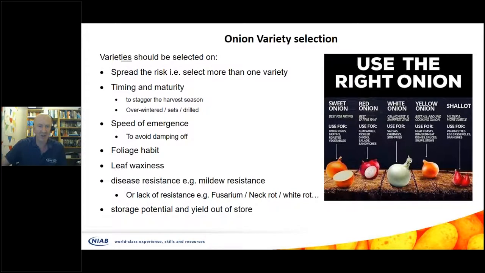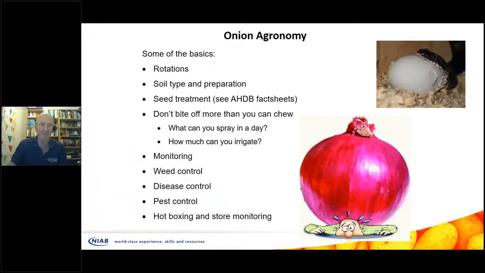Storage potential is also important. A lot of the soil-borne diseases don't really show up until later in the season, or even in storage. So you may think you've got a good crop into store. But it's very important to monitor that throughout storage, maybe using hot boxing and other techniques to see what you've got disease-wise in store and react to that quickly. And some of that also comes under the onion agronomy.